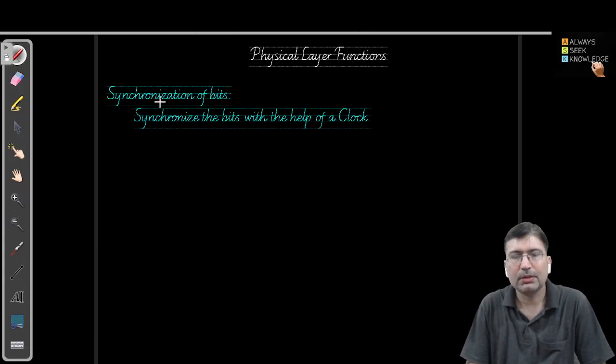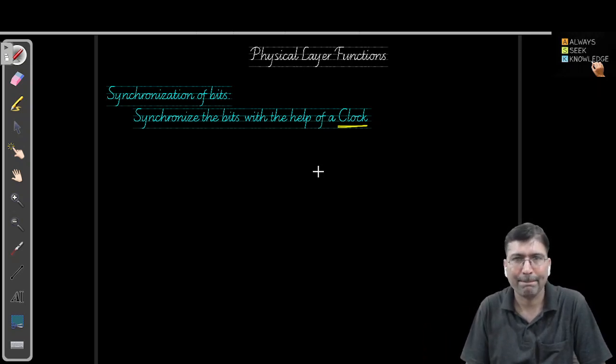Then it also works for synchronization. So it utilizes a clock, and this clock helps the physical layer to synchronize the transmission of data. So the physical layer can control the speed of bit transfer from the sender's end. Okay, as per the situation.